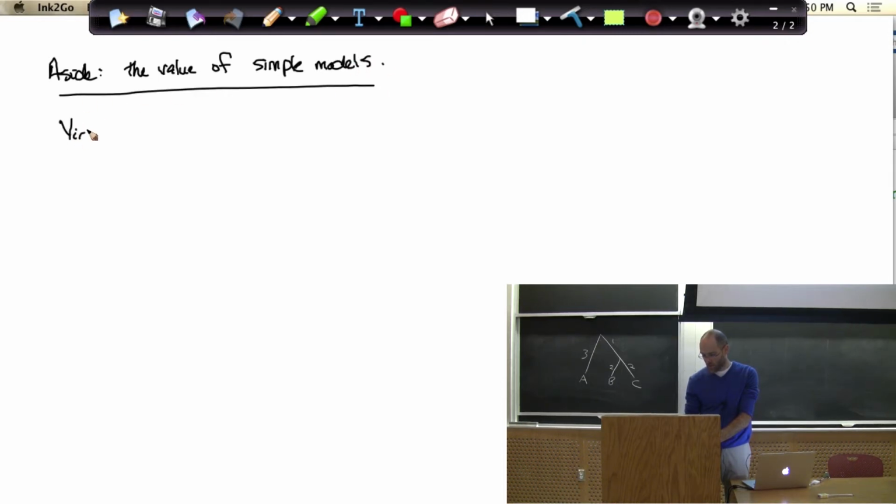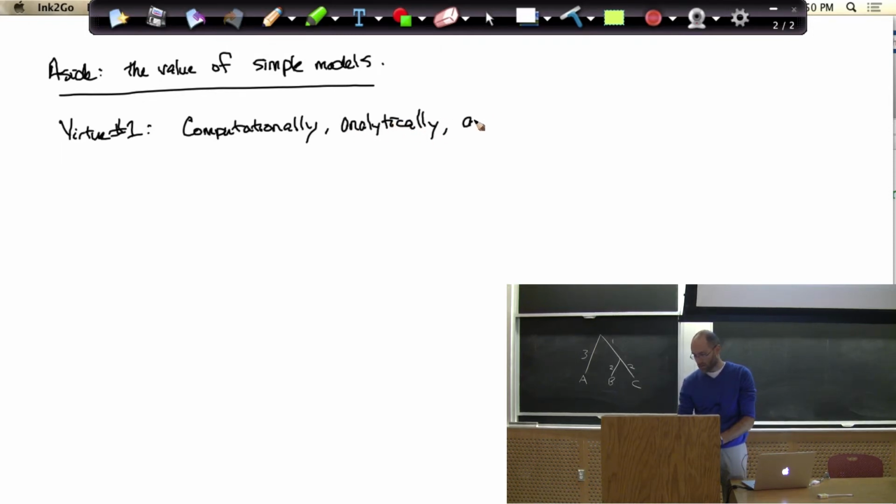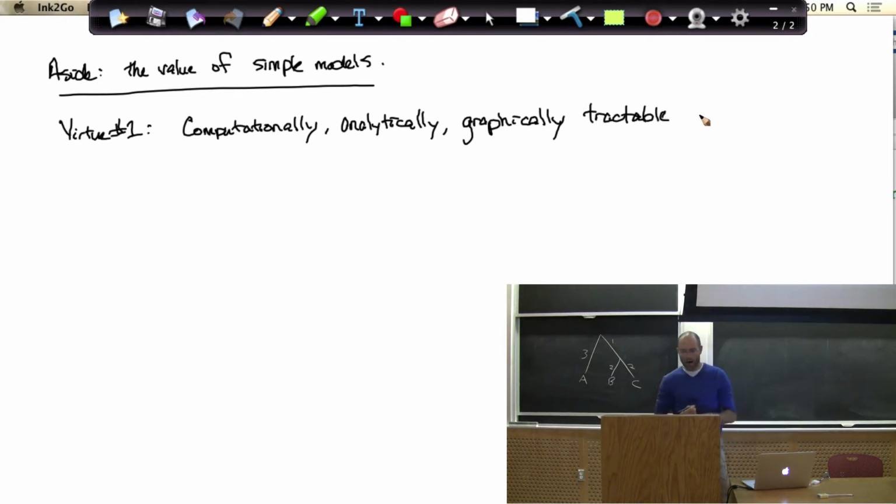Let's say virtue number one, the one we've been capitalizing on, is that the simple models are analytically, computationally, pictorially simple to get our head around. Analytically, sometimes even graphically tractable. And that's a big deal for us. That's really the reason that I've been talking about them in the class so much. I think that really infers deeper understanding of the fundamentals.